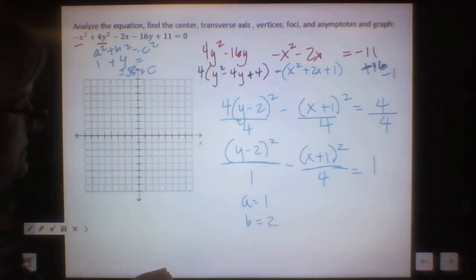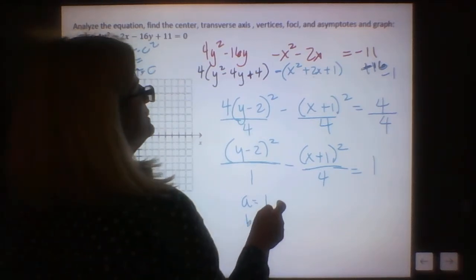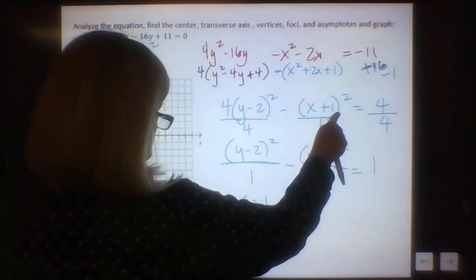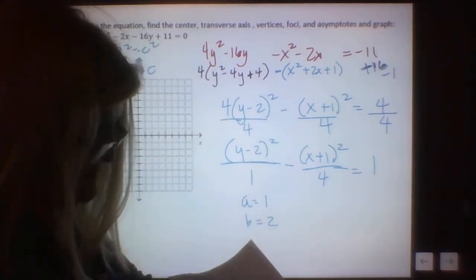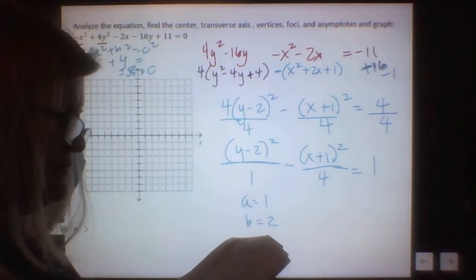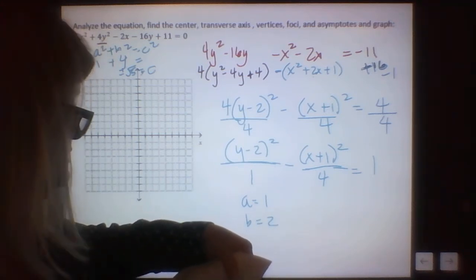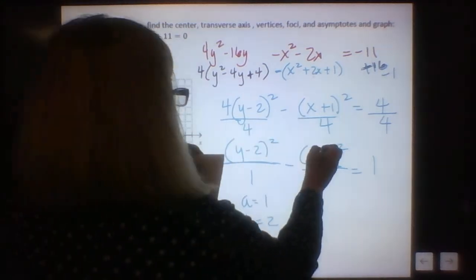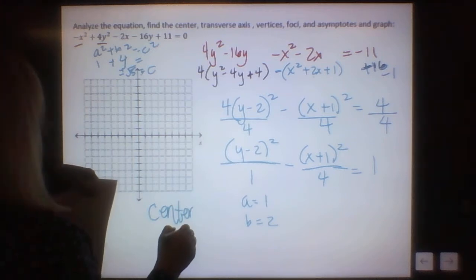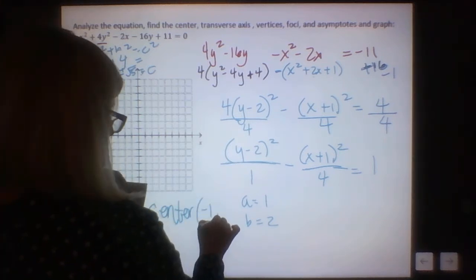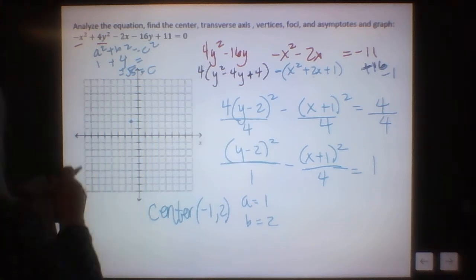Okay, let's see. That is A and that is B, but remember, this is H and this is K. And this is super confusing. So you have to be super careful and use your notes. So what is with the X is your H. So your center is -1, 2. So right there is your center.